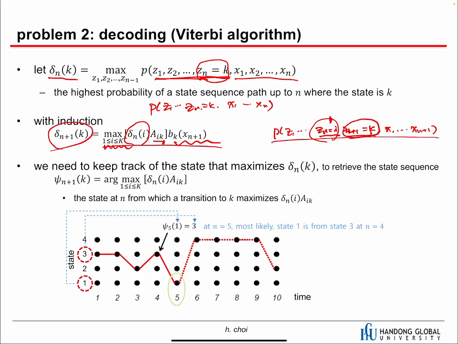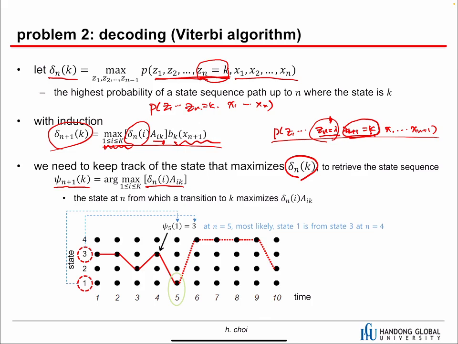Okay, and then we need to keep track of the state, then maximize this one. When we just calculate the delta, then we can calculate the probability of the best path. But what we want is the best path itself. So we want to keep this best state. So we define this psi. And psi is the best state considering this delta. Okay, so psi n plus 1 of k means this.